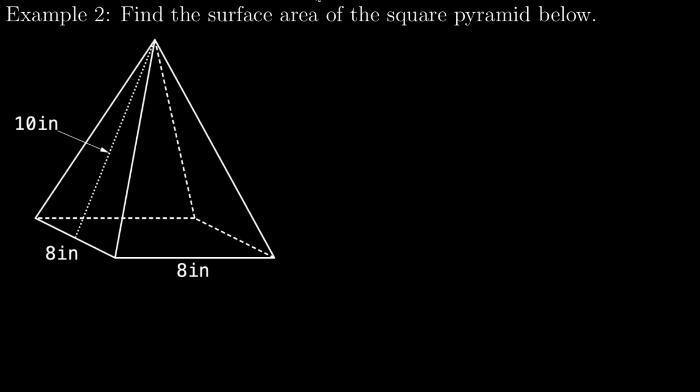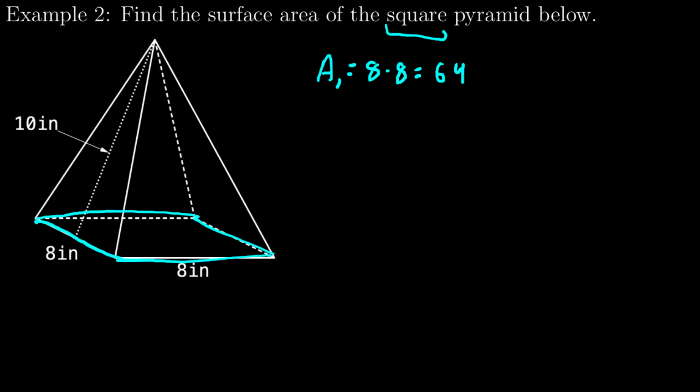Okay, find the surface area of the square pyramid below. You gotta love square pyramids because you don't need to find as many areas, because a lot of the faces, 4 of the faces, are congruent. We'll start with the base though. I always like starting with the base. So on the base, I see that I have an 8 inch by 8 inch square. So my first area will be 8 times 8 equal to 64 square inches.